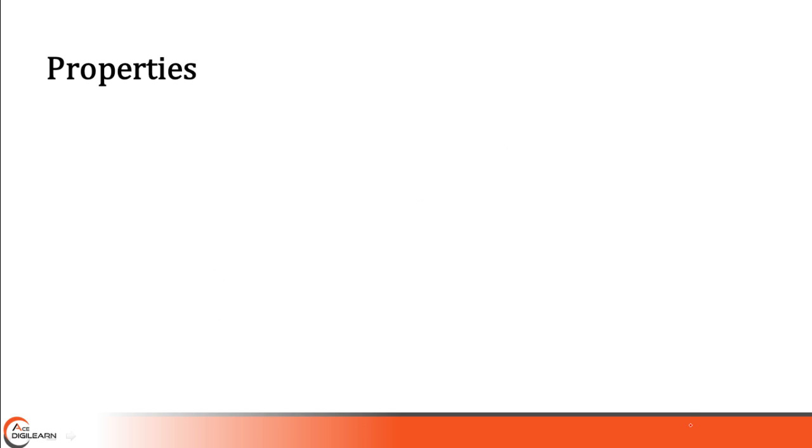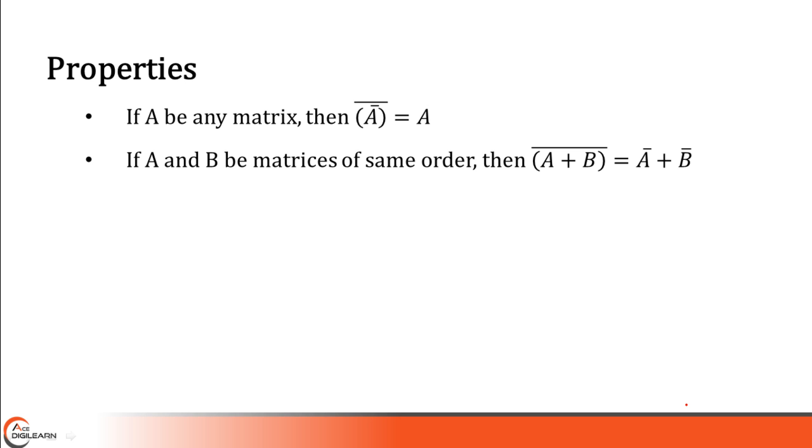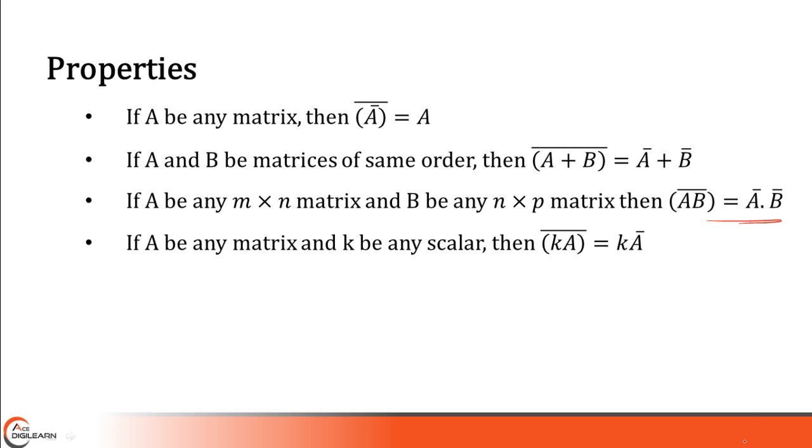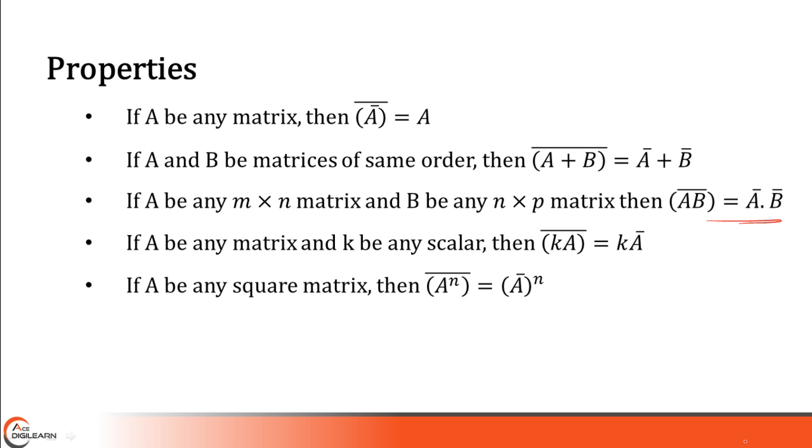Next, properties of conjugate of a matrix. If A is any matrix, then A bar whole bar will be A itself. If A and B are two matrices of same order, then A plus B whole bar equals A bar plus B bar. Let A be n by n matrix and B be n by p matrix. Then matrix multiplication is defined. Then AB whole bar will be A bar into B bar. If A is any matrix and k is any scalar, then kA whole bar will be k bar times A bar. If A is any matrix, A power n whole bar will be A bar whole power n.